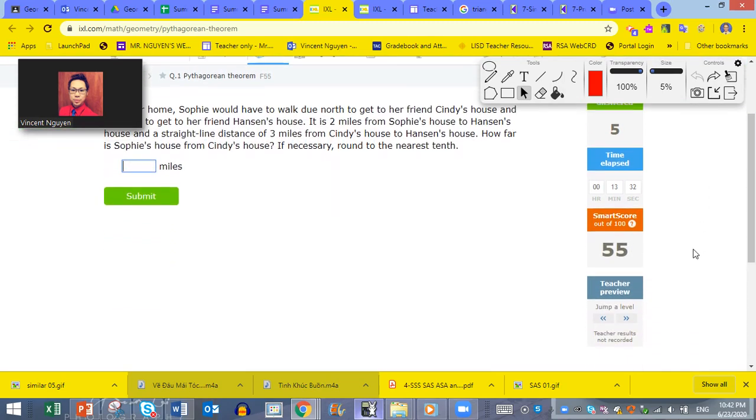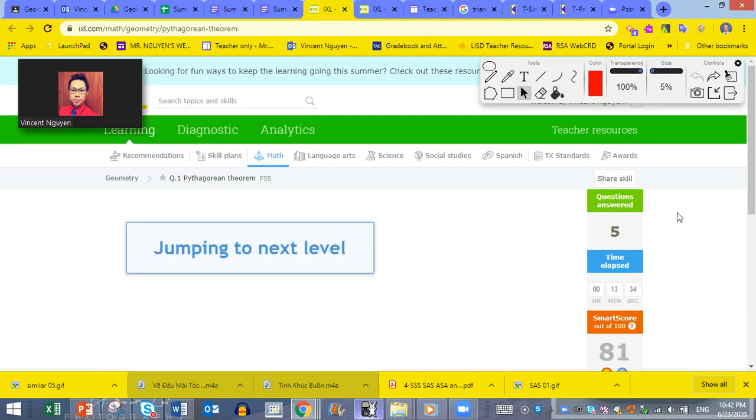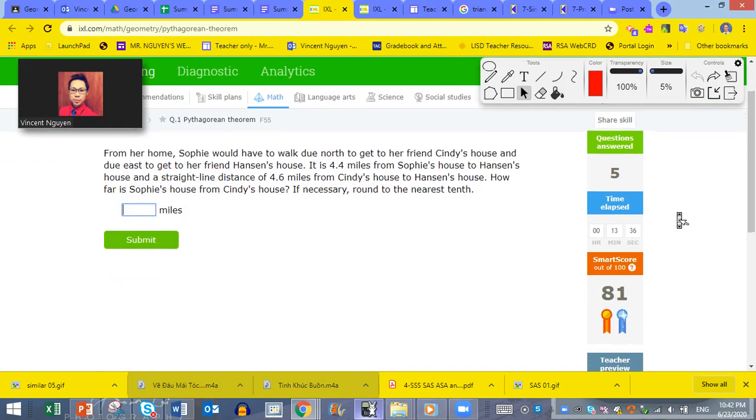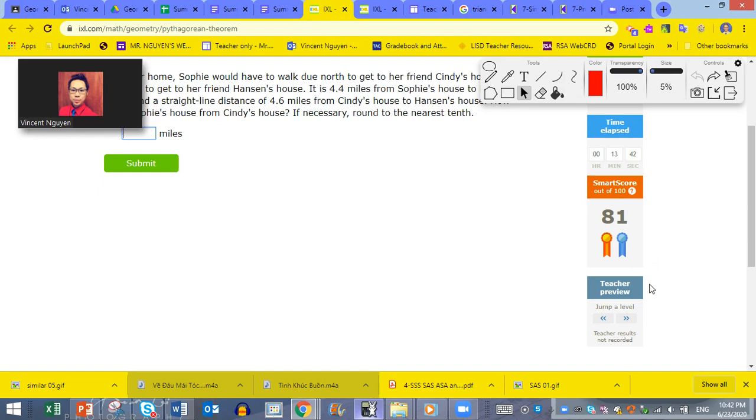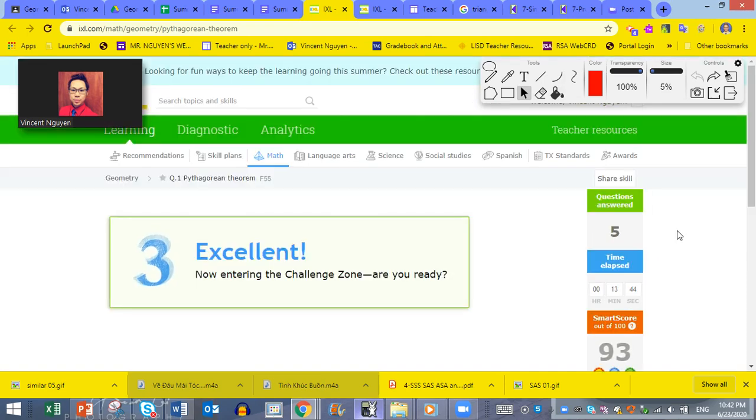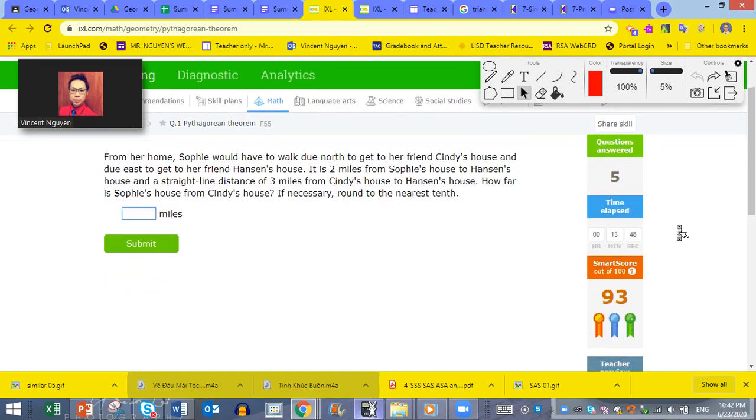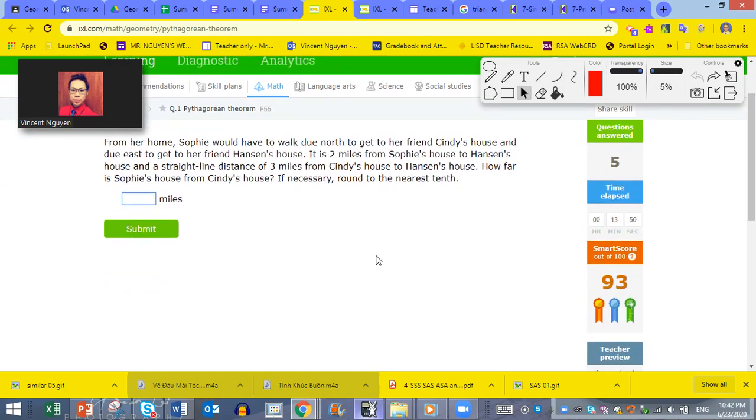We are in the jump level again. It's the same thing. All right, 81. Well, we'll do an 81 problem. Maybe we'll jump level again. It's going to get us to the challenge zone. All right, we're in the challenge zone. I'm hoping for a picture. So let's try this one. Okay, let's look at this problem.